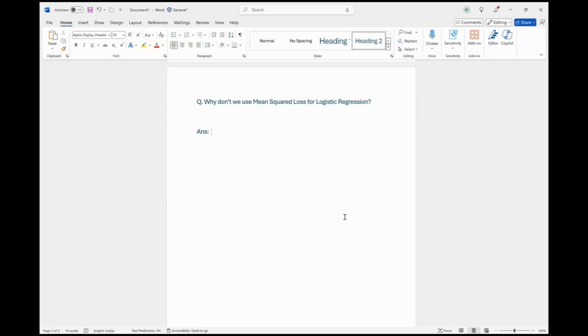So, an ideal loss function in any problem is going to give us a higher quantity when the model has deviated a lot from the actual value, and it is going to report a smaller quantity when the model is closer to the actual predictions, right? So let's take an example and see what happens if we use mean squared loss for logistic regression.